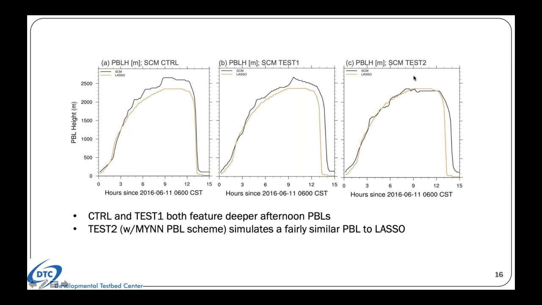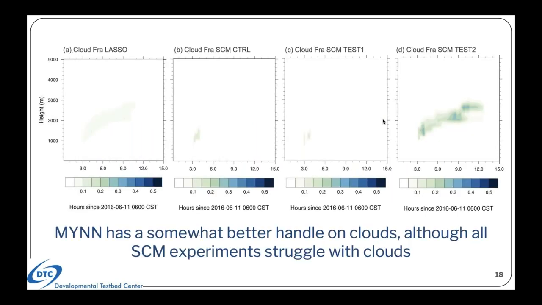But when we change our boundary layer scheme, as we did in test two to the MYNN, we have a much better prediction of the PBL during those afternoon hours. So the MYNN PBL gave us some good indications that it's handling the PBL height fairly well. Now, one thing I haven't touched on that has an impact on the evolution of the boundary layer is the simulation of clouds.